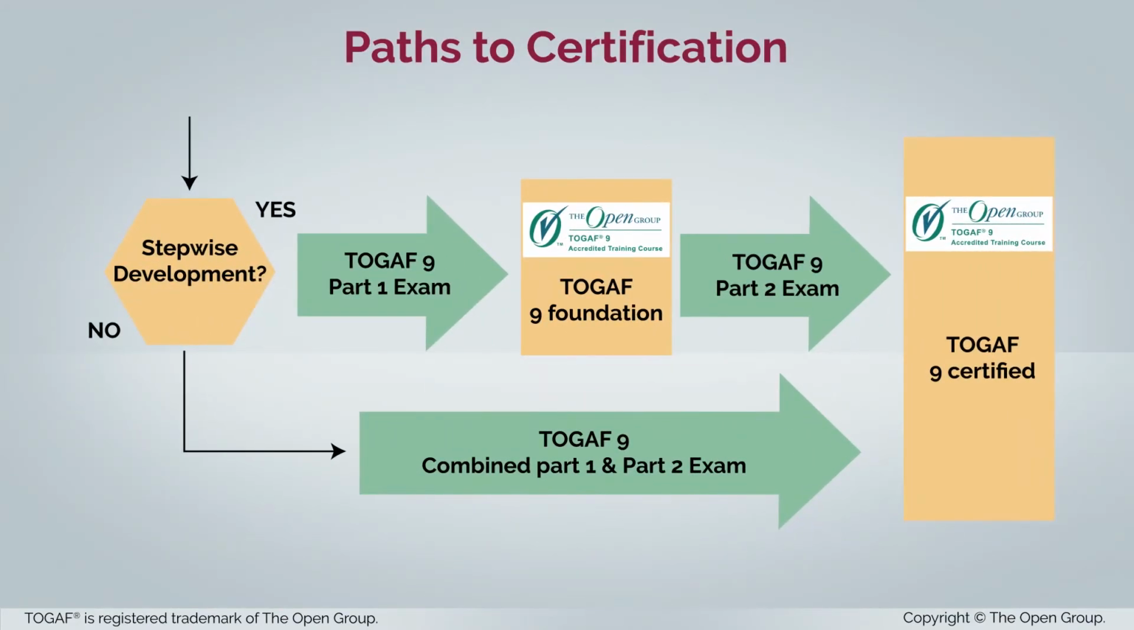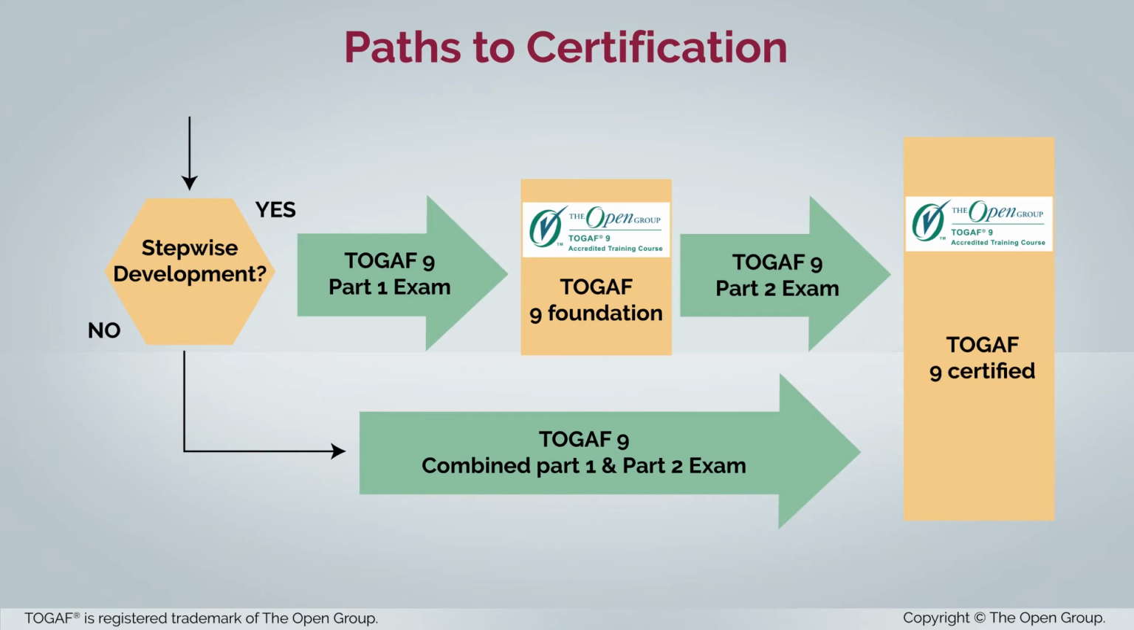This slide shows the paths to Level 2, which is this TOGAF Certified qualification. The options include a stepwise development or a direct to Level 2. The advantages of the stepwise development and taking the Part 1 and Part 2 exams separately is that you can get the intermediate qualification of TOGAF 9 Foundation. Whereas if you go to Level 2 directly with the combined Part 1 and Part 2 exam and fail, you then need to retake the failed Part 2 to get the qualification.